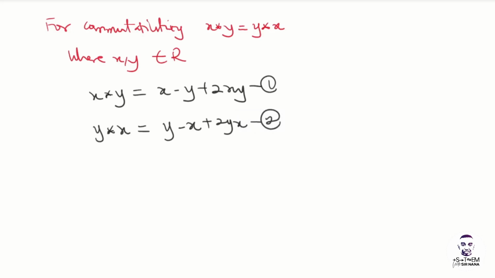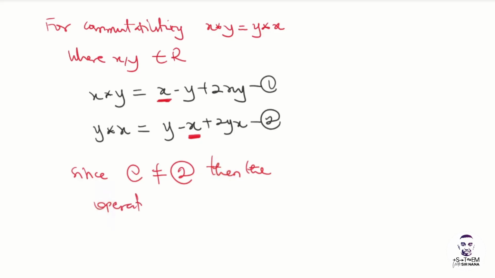Now we want to inspect equation 1 and equation 2 to see whether they are the same. So realize that in equation 1, the x is positive here, while in equation 2, the x is negative here. Just by saying that the first one is positive and the second one is negative, we can conclude that since equation 1 is not equal to equation 2, then the operation star is not commutative.